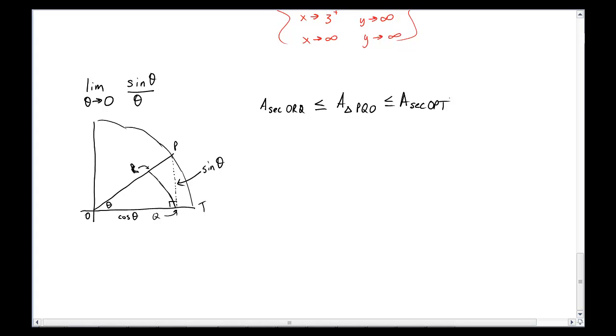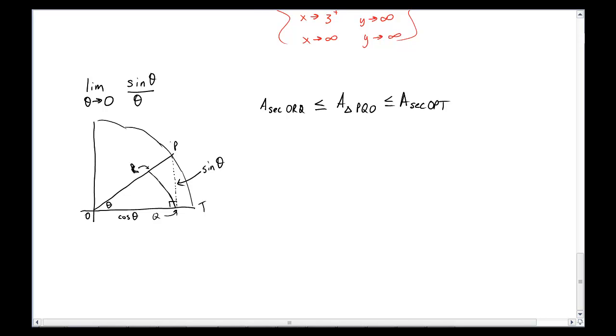I hope you are, because you don't have a choice. But you should recognize that this area is smaller than the triangle because it's inside, and the triangle is smaller than the big sector. I mean, we built it that way. Now, why you would ever come up with this, I have absolutely no idea. But just watch what happens.